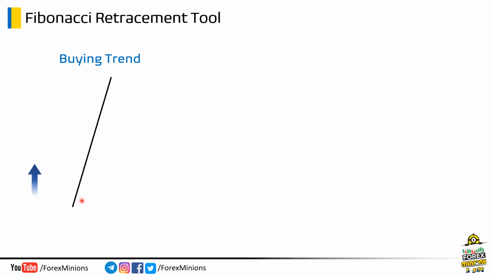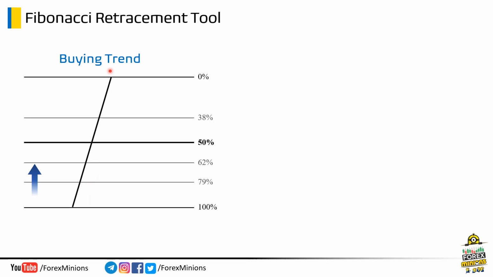This is the origin of price, or you can say the starting point of price. And this is the ending point or stop point of this swing. Simply, we will apply this tool from this starting point to this ending point. Now, if we apply the Fibonacci tool, you can notice that there are multiple levels in it.